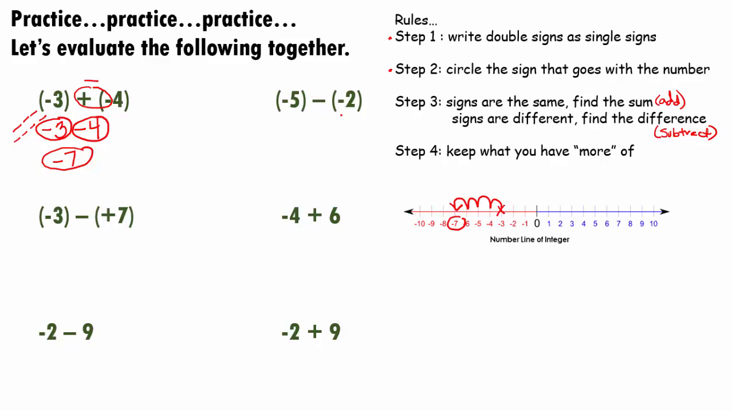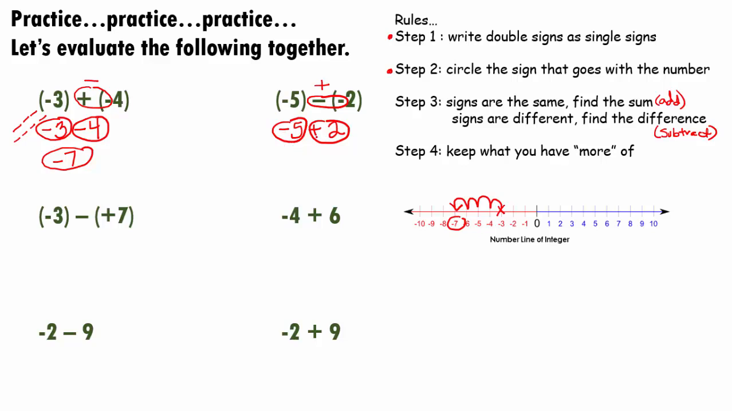Negative 5 minus a negative 2. Step 1, write double signs as a single sign. Double signs are those signs touching each other right there. Minus a negative becomes plus. So then we have negative 5 plus 2. Next step, circle the sign that goes with the number. So I circle that sign right in front of the 5. That's a negative. Then I circle the sign that goes with the 2. That's a positive.